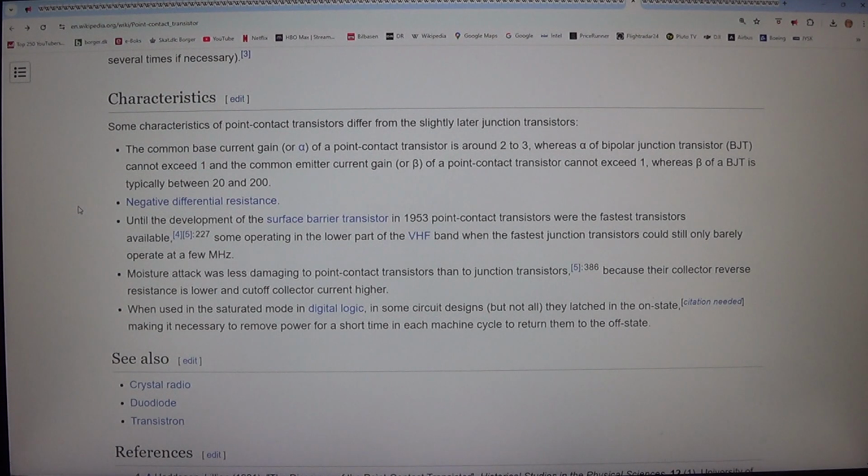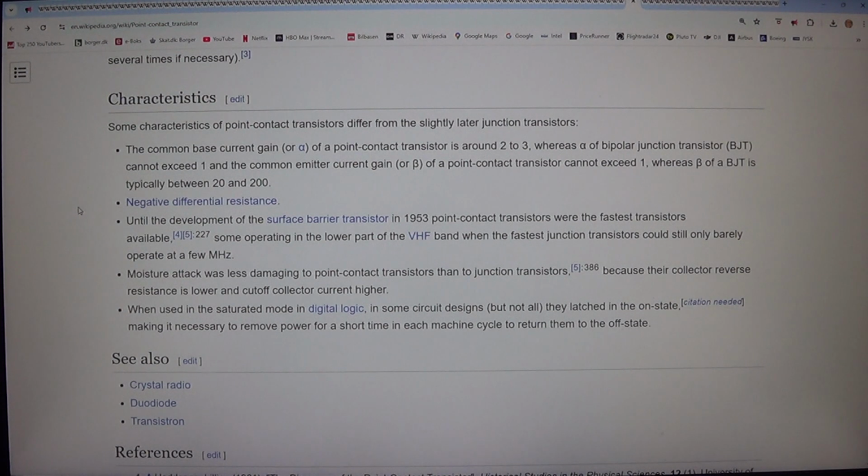3. Until the development of the surface barrier transistor in 1953, point contact transistors were the fastest transistors available, some operating in the lower part of the VHF band when the fastest junction transistors could still only barely operate at a few megahertz. 4. Moisture attack was less damaging to point contact transistors than to junction transistors, because their collector reverse resistance is lower and collector current higher.